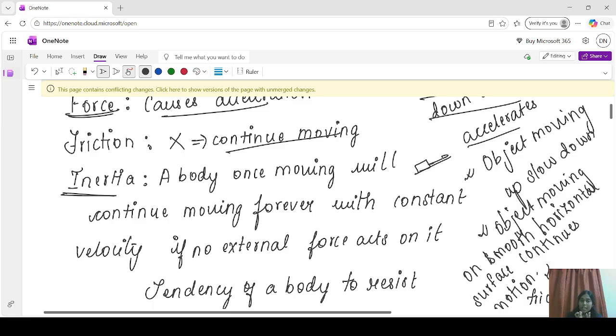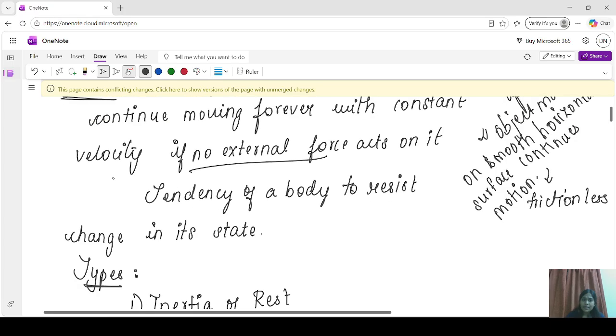And a body continues in a state of rest or uniform motion in a straight line unless acted upon by an external force. So now here Galileo has confirmed that a body once moving will continue moving forever with constant velocity if no force acts on it. And this property is called inertia. Okay? And now what's the definition of inertia? The tendency of a body to resist change in its state.